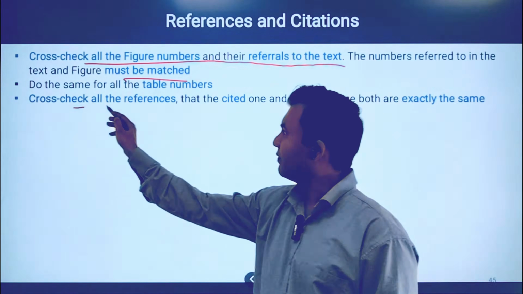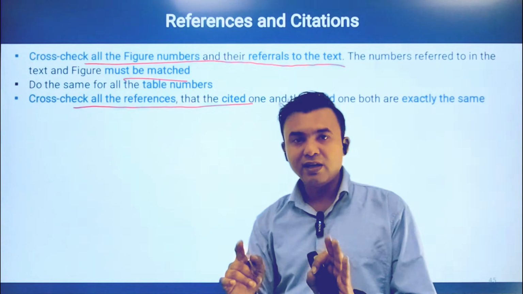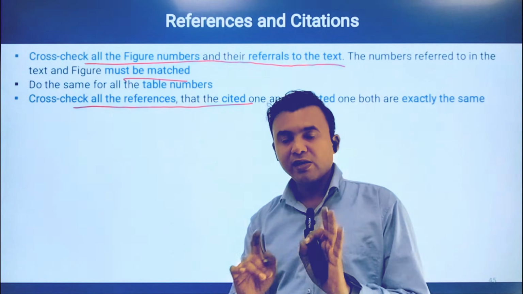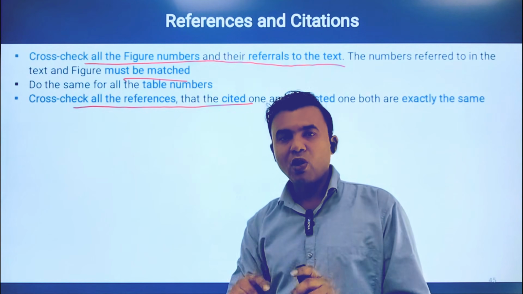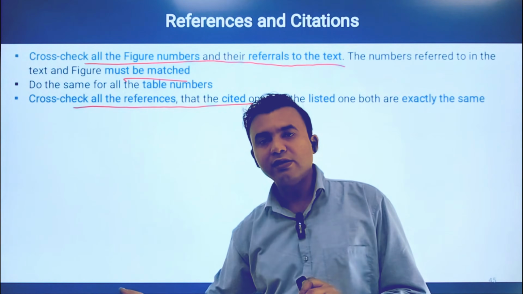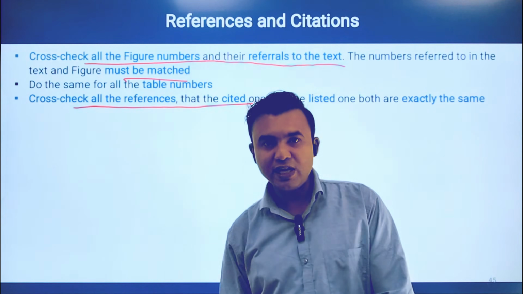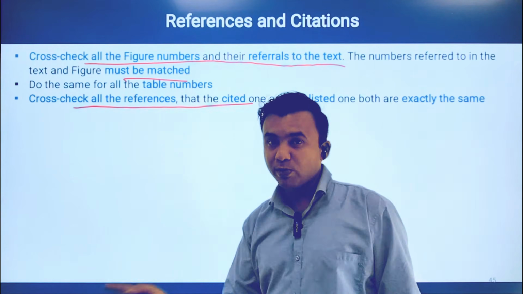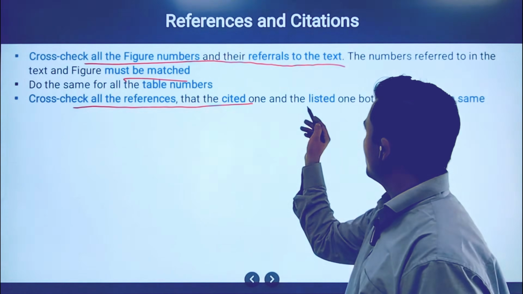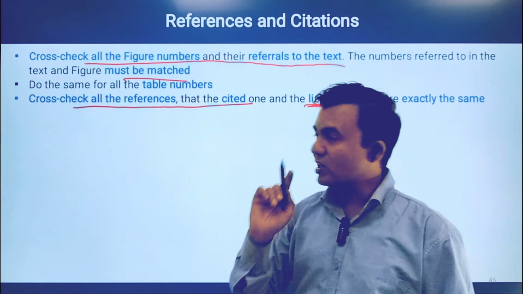Cross-check all the references cited. Let's say I'm citing, for example, authors XYZ et al. demonstrated, with a number in the bracket, let's say 3. That number 3 of the reference must exactly match. There shouldn't be any mismatch, right? It must be exactly matched with the listed reference.